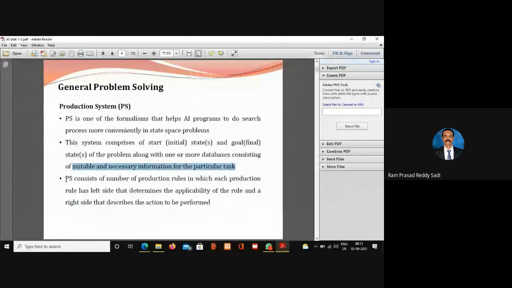See, the production system, the PS, consists of a number of production rules. This is the control strategy. A number of production rules in which each production rule has a left side that determines the applicability of the rule and a right side that describes the action to be performed. So the left side of the rule specifies what test you are going to do, what condition you are going to check, and the right side of the rule tells you the action that is going to be performed.